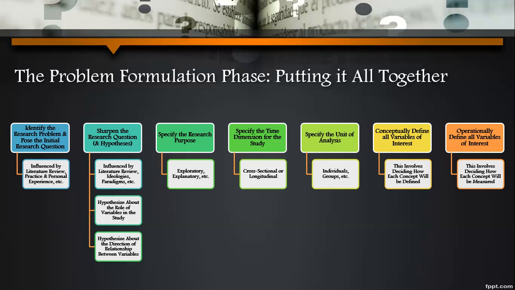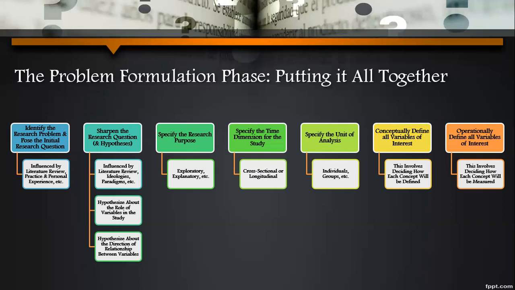And so now, as we get toward the end of the problem formulation phase, we also now understand the importance of conceptually defining all of the variables of interest in our study, which involves deciding how each concept will be defined for the purposes of our study, understanding that it could look different in another study, okay? And then now we also know that operationally defining all variables of interest is also important in the problem formulation phase. This involves deciding on how each concept will be measured or operationalized.